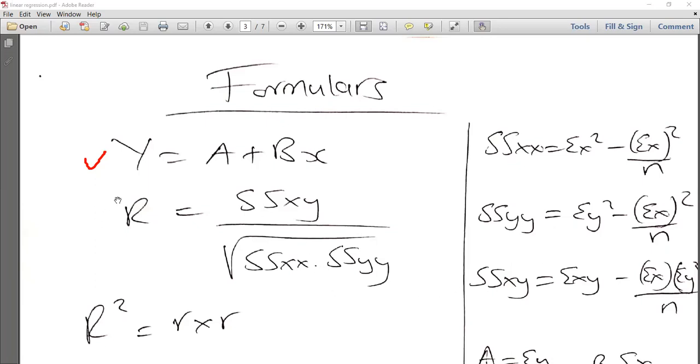Then our R stands for the coefficient of correlation, which I said is important because it helps us ascertain whether the relationship is negative or positive. When we square our R, what we get is called our coefficient of determination.